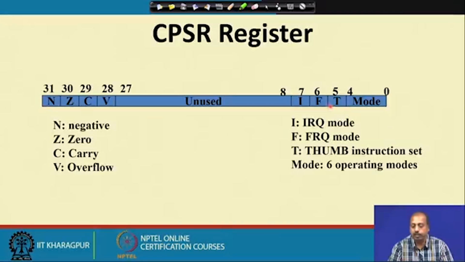Then bit number 6 is the F bit, which stands for FIQ mode. If the processor is currently in the fast interrupt processing mode, then this FIQ bit will be set to 1, and if it is in the normal interrupt processing mode, then this IRQ bit will be set to 1. So, this is the CPSR register structure. You see that this is much simplified compared to other processors that we have seen so far.